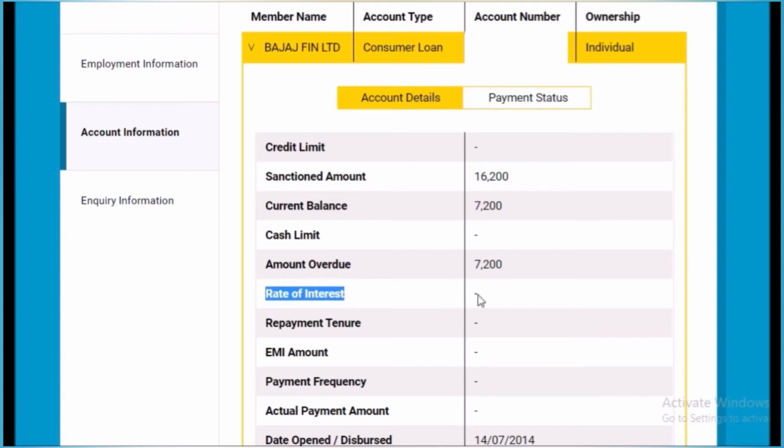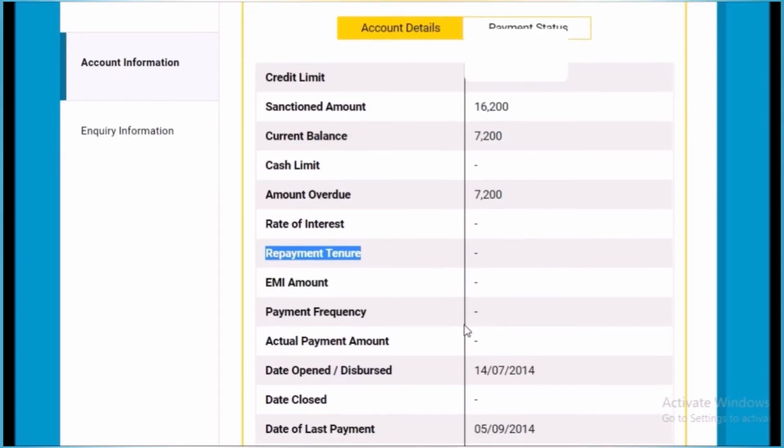Rate of interest. What's the rate of interest that you're paying on the loan? Repayment tenure. What's the total repayment tenure? EMI amount. What's the monthly installment amount? Payment frequency. This is mainly with the gold loans. It will show if you're paying interest quarterly, half-yearly or yearly. Actual payment amount. This is for the payment frequency. What's the amount that you're actually paying?